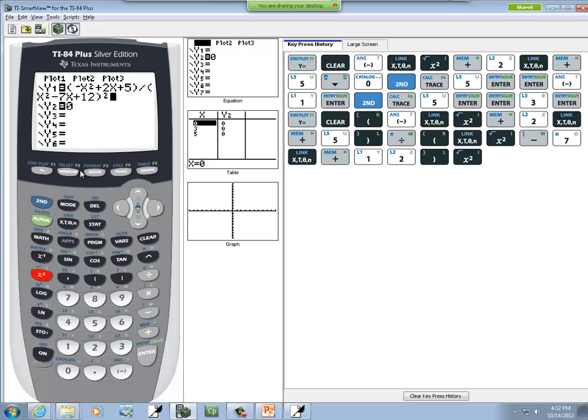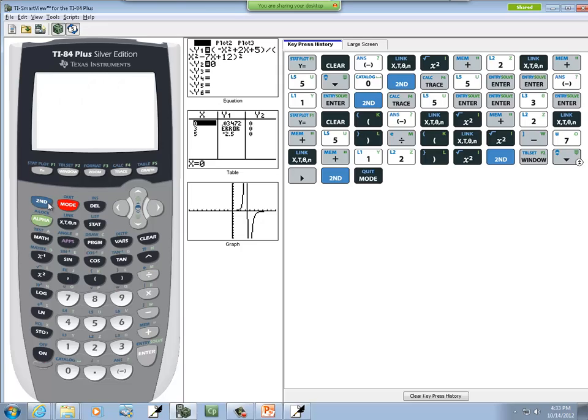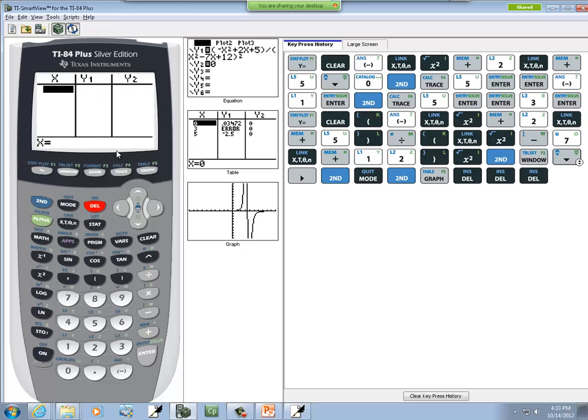Okay. Now we want to go into a table set, so I want to do second window, and let's make sure that we're set up here for ask mode. You see where it says independent? Down arrow to that line, and right arrow, and if it isn't already highlighted, put your flashing cursor on the ask and press enter one time. Do a second mode to exit out. Now do second graph to go into your table mode. If you have any numbers there, you can delete them. You probably won't if this is your first time in this.